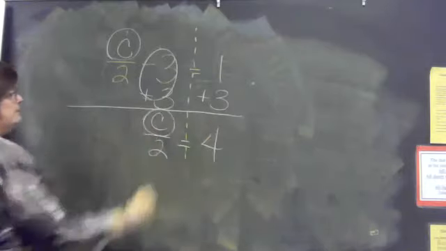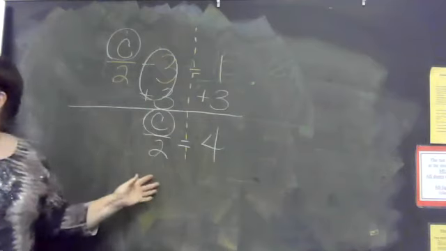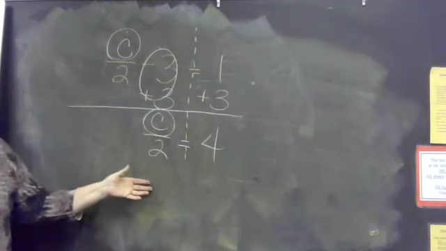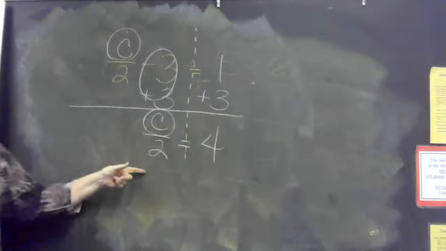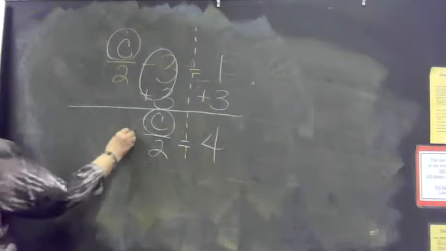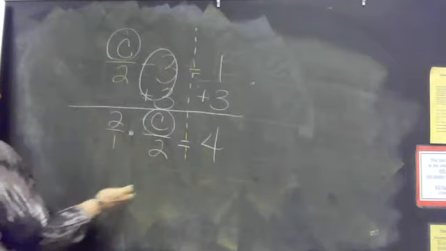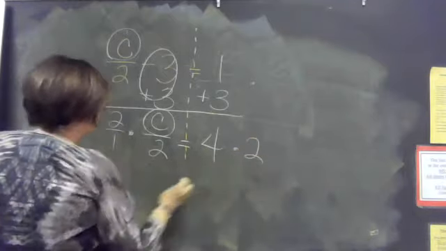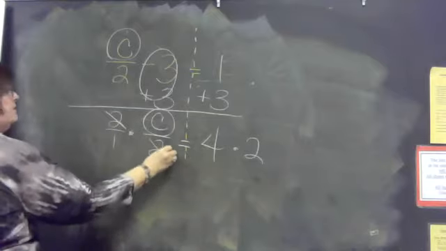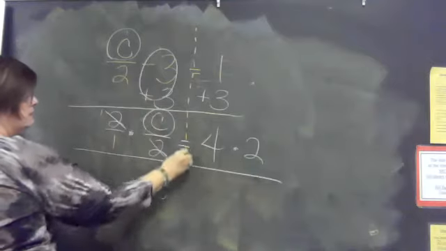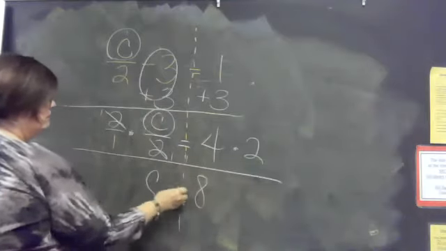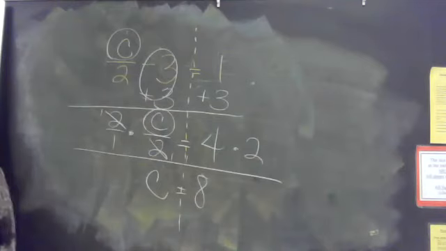I'm going to focus on this side because this is where the variable is. I want the variable by itself. What do I need to get rid of? The 2. And it's divided by 2. So I'm going to have to multiply by 2. So I have to do it over here. These cancel, which leaves me 1C equals 8. Are we good?